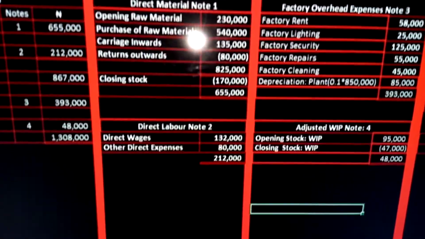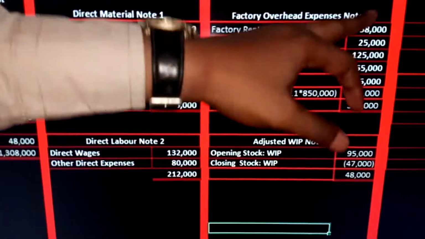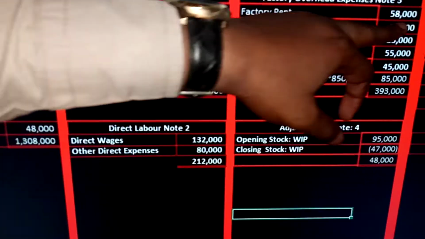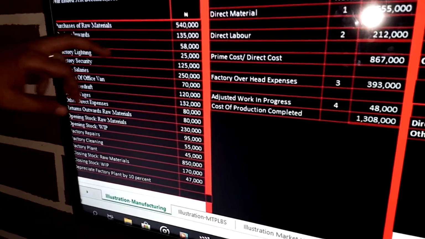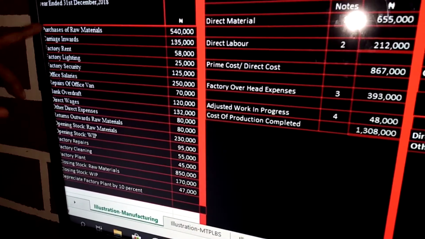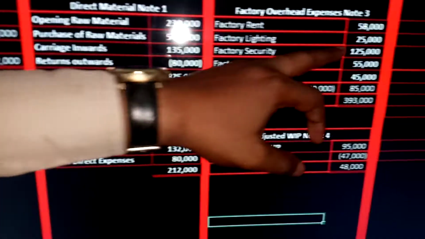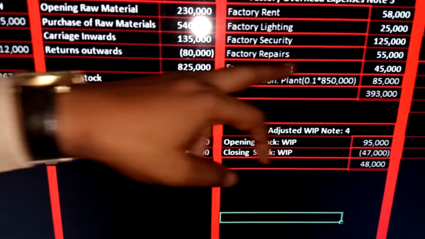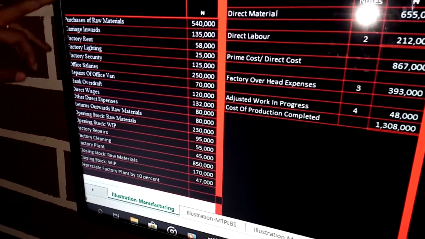The next one is factory overhead expense. What are the makeup of factory overhead expense? You can see factory overhead expense there. Factory rent 58,000. It's in the question. Factory lighting 25,000. Factory security 125,000. Factory repairs 55,000. Where's the factory repairs there? You can see it in the question, 55,000. Factory cleaning 45,000.